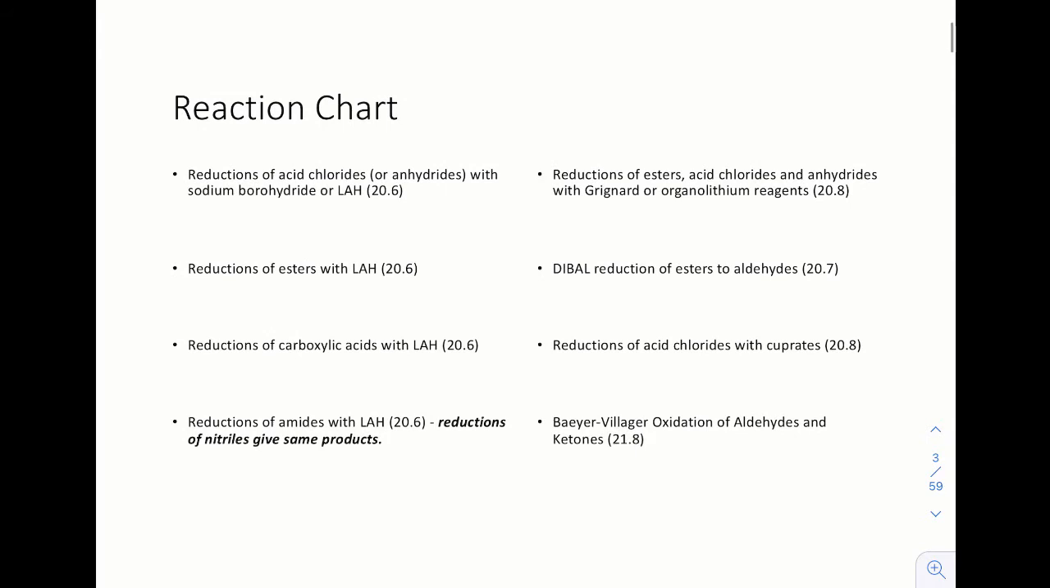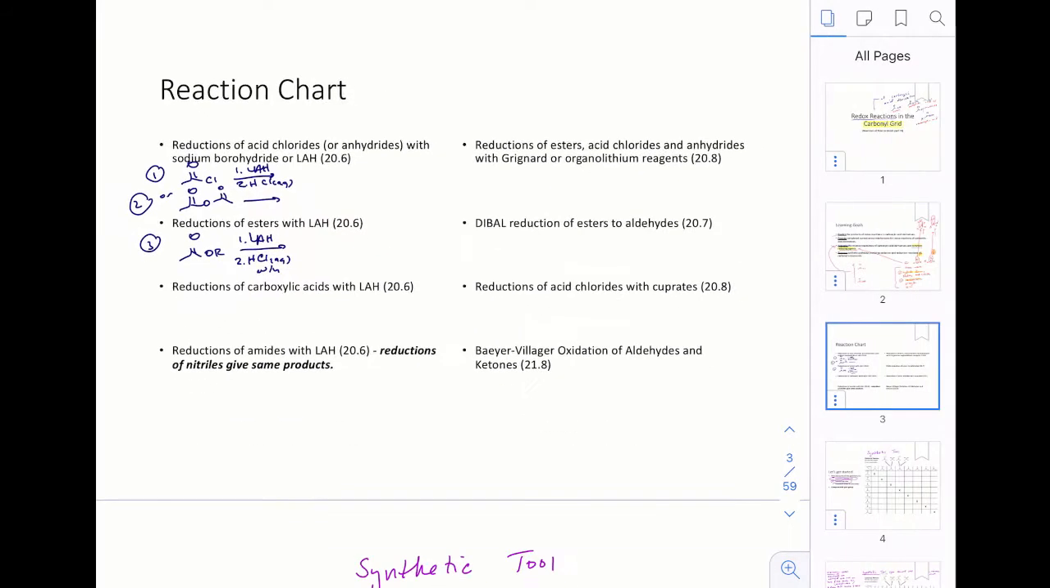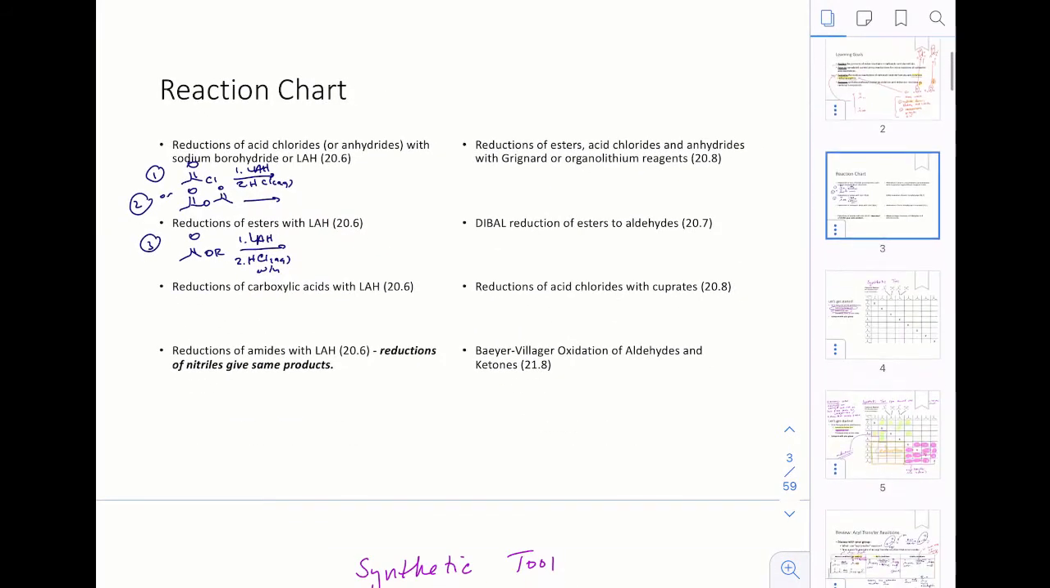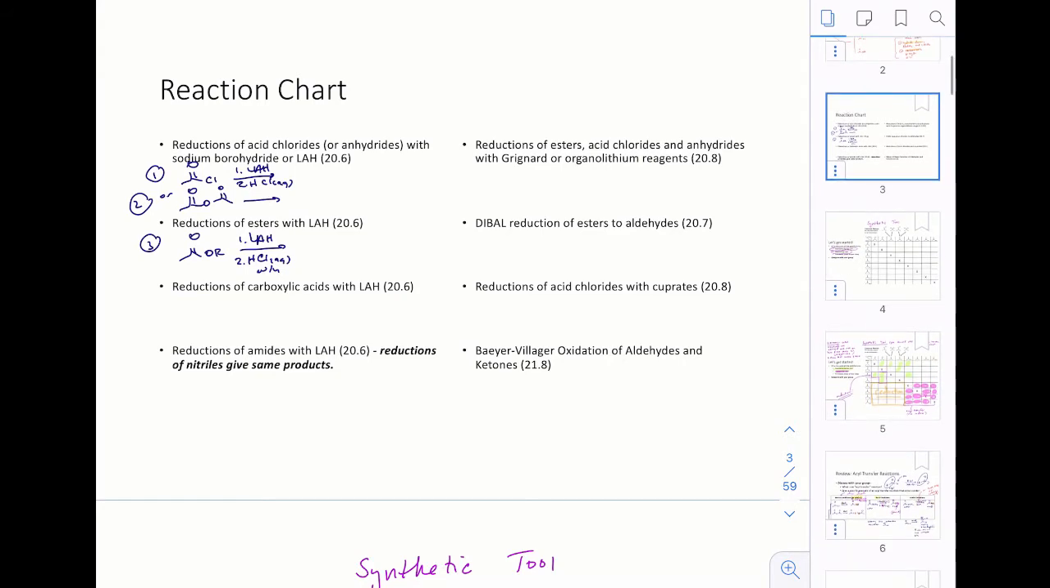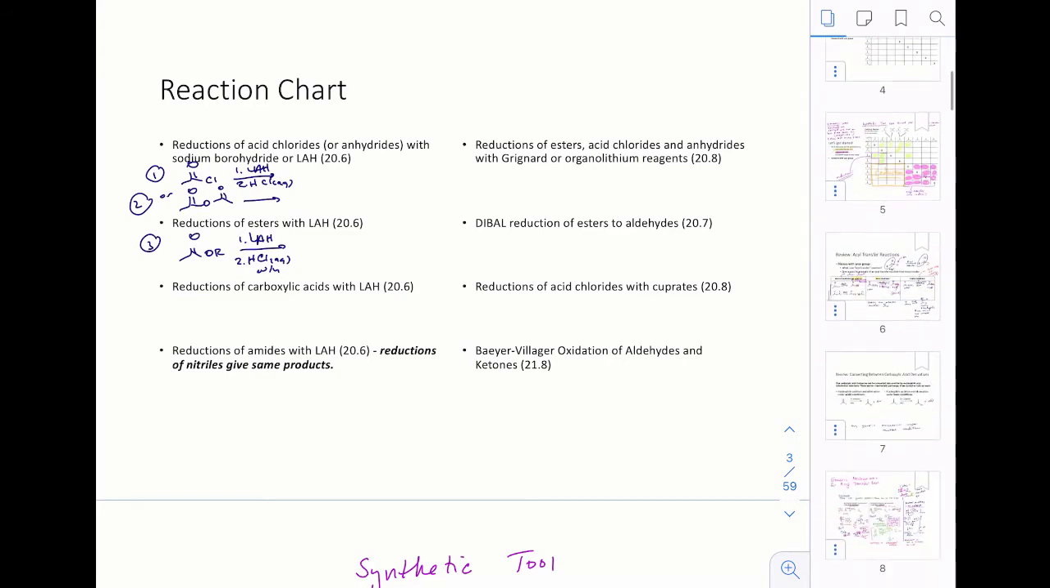We learned 3 reactions. So the reductions of acid chlorides or anhydrides with lithium aluminum hydride, followed by an aqueous workup. And then we learned the reductions of esters with lithium aluminum hydride. So be sure that you fill these in. Once you have completed your reaction chart entries for those 3 reactions, let us move on.